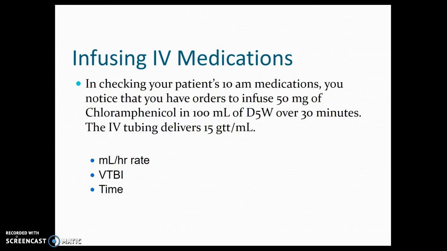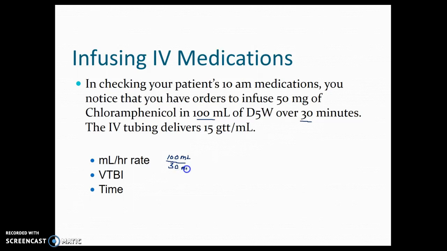We are asked for three things. The first thing is the milliliter per hour rate. When I read through this problem, I find that we are asked to infuse 100 mLs, and we are given a time of 30 minutes. I'll use these two pieces of information to figure out the milliliter per hour rate. So 100 milliliters in a time of 30 minutes.